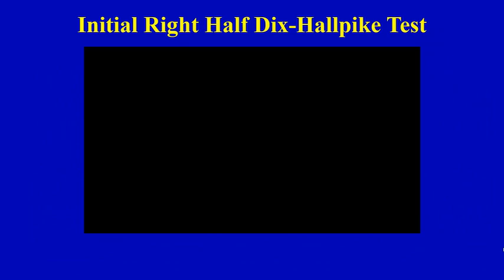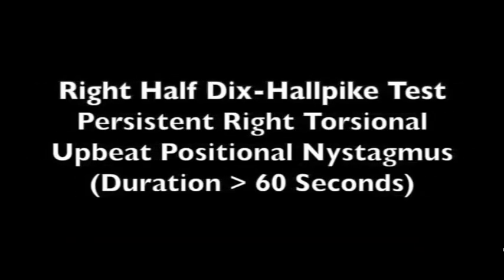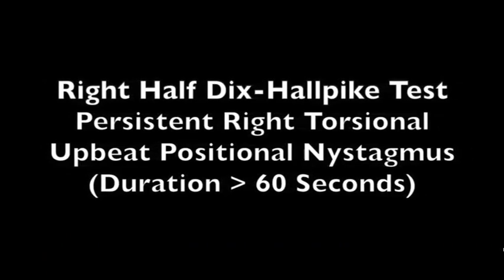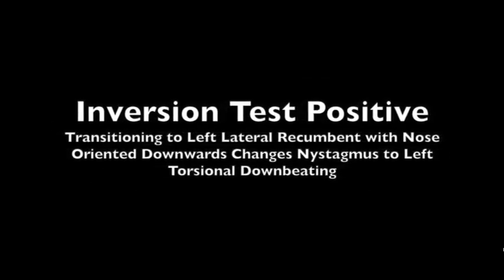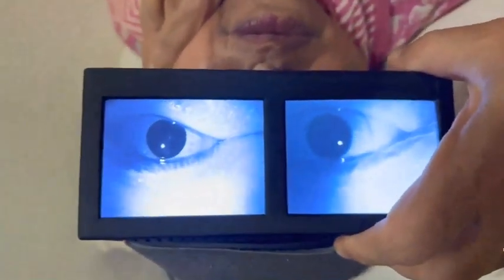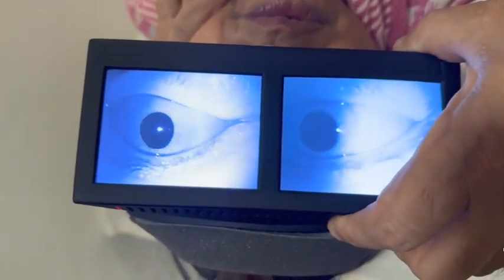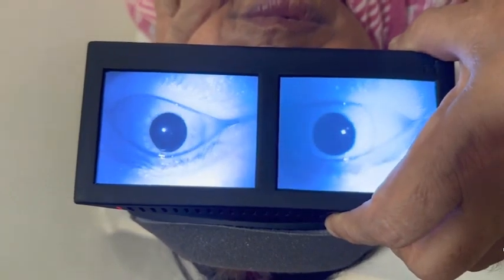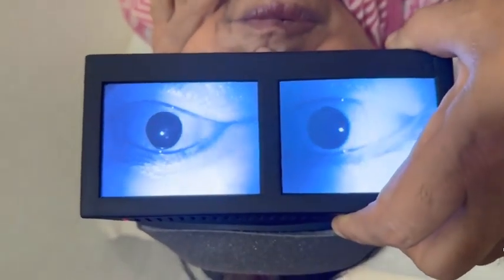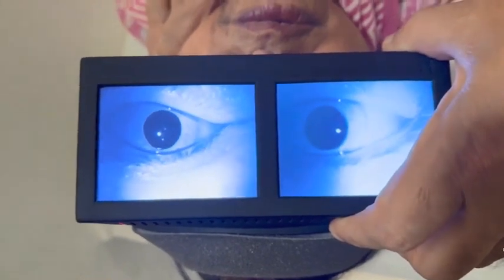The initial Dix-Hallpike test, which I have not shown here, as well as the half Dix-Hallpike test, evoke without any latency an upbeat right torsional positional nystagmus. With the head rotated 45 degrees to the right, the head lands on a 3-inch thick pillow, thus anti-flexing it 30 degrees and making it a half Dix-Hallpike test. It evokes a right torsional upbeating positional nystagmus.